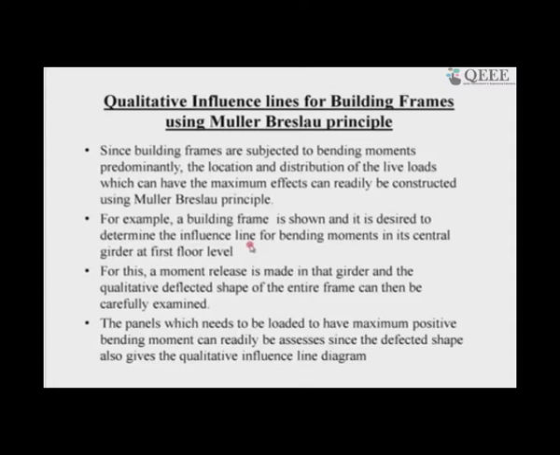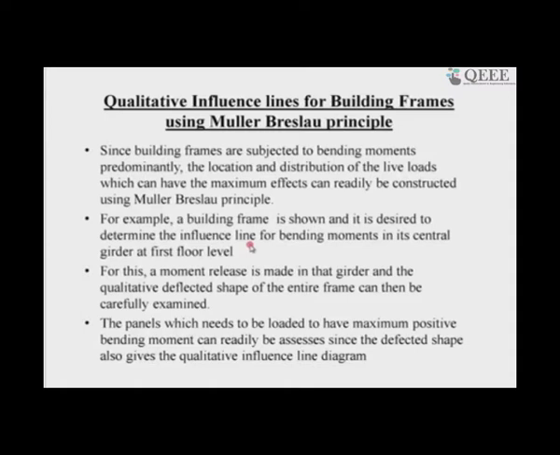For this, a moment release is made in that girder, and the qualitative deflected shape of the entire frame can then be carefully examined. We will see how that distorted figure and the original figure of the frame, what area they enclose, and whether it is positive or negative, can give a fair idea about which portions of the building are to be loaded to have the maximum effect, such as the bending moment at that particular portion of the girder being maximum or minimum, that is, negatively maximum.